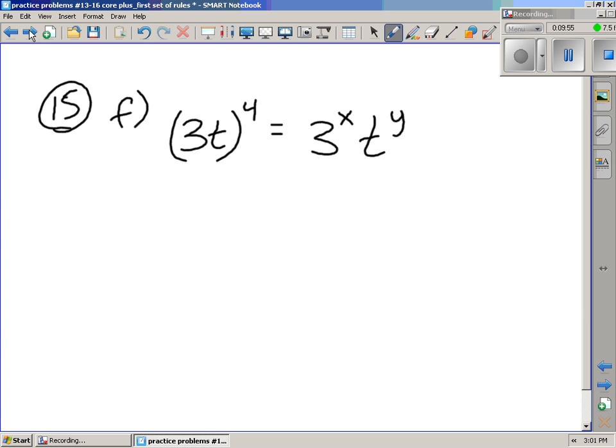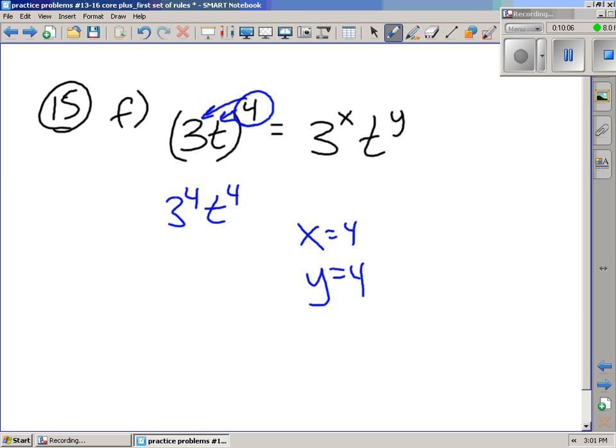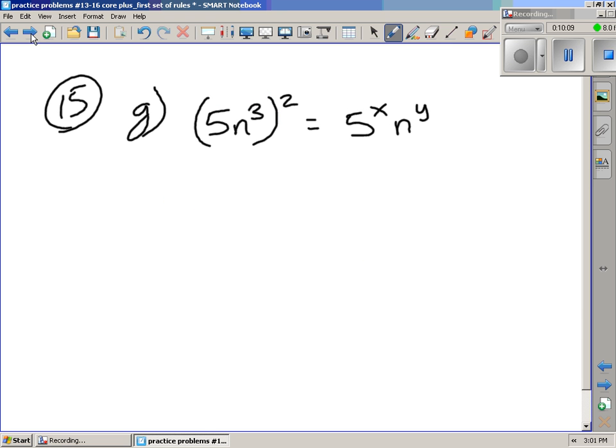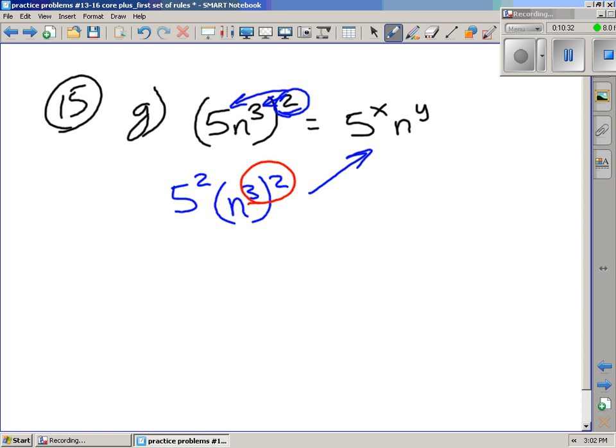Number 15f, again, we're taking this 4 and giving it to the 3 and to the t. So x must equal 4 and y must equal 4 for the statements to be equivalent. 15g, power again goes to each piece. So it's 5 to the power of 2 and then n to the third to the power of 2. We have to use two rules here to simplify so that we can figure out what x and y are equivalent to. We took the 2 to each piece. Now we need to use the rule where it's power to a power you multiply. So it's 5 squared and then n to the 6th power. So that's 2 for x, and then y is equal to 6. So x equals 2 and y equals 6.